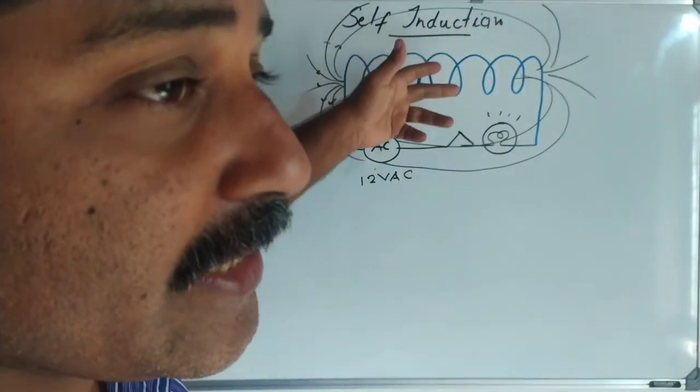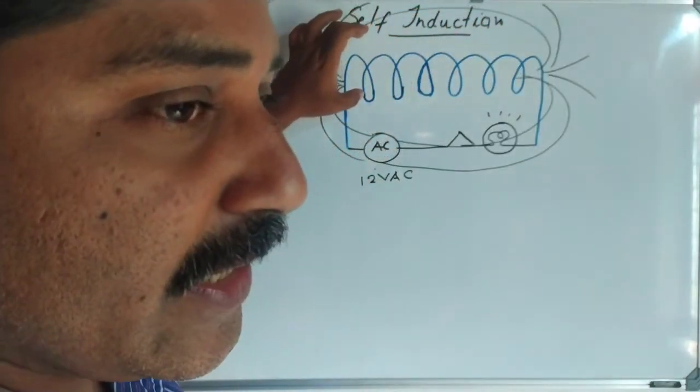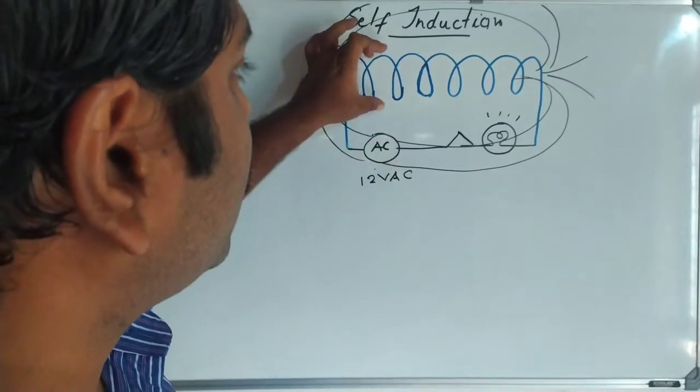Now what does the secondary do? The secondary is breaking that formed magnetic flux and an EMF will be induced in it. That also happens right here.